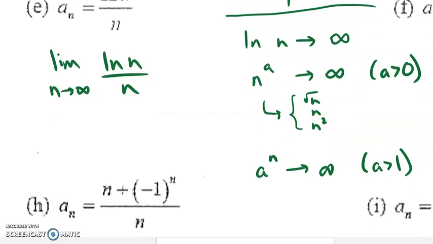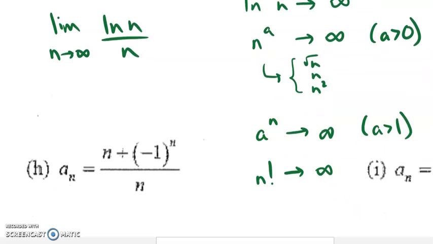All right, next up on the list is n factorial. N factorial also goes to infinity, and it goes to infinity even faster than the exponentials. Okay, and then the last one on this list is going to be n raised to the n.